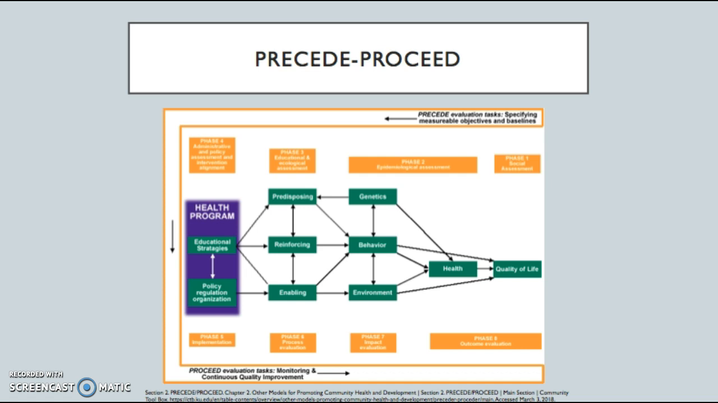PRECEDE-PROCEED is a program planning model that is used to create a successful community health promotion intervention. On this slide, you can see the PRECEDE-PROCEED framework, which consists of 8 phases, 4 in the precede half, the top of the framework, which is the assessment area of the model. Then there are 4 phases in the proceed portion, which is the implementation and evaluation half, shown along the bottom.